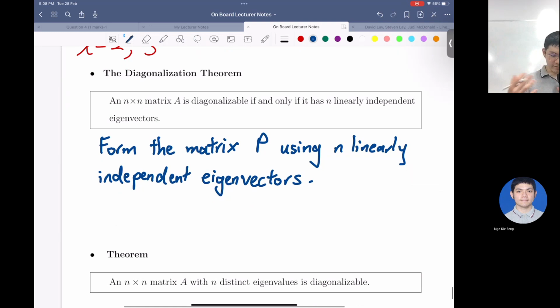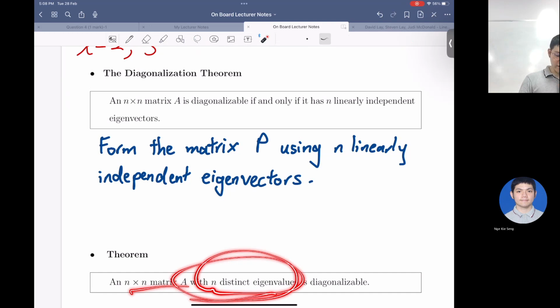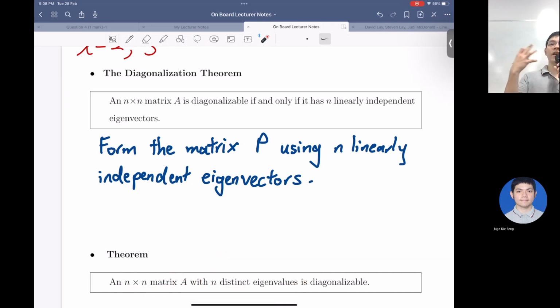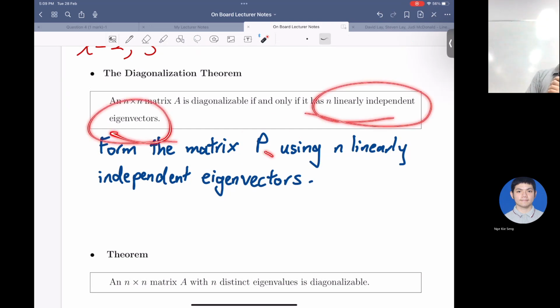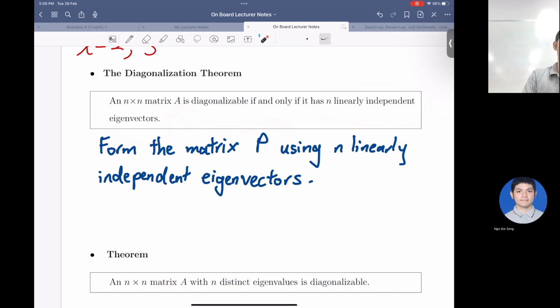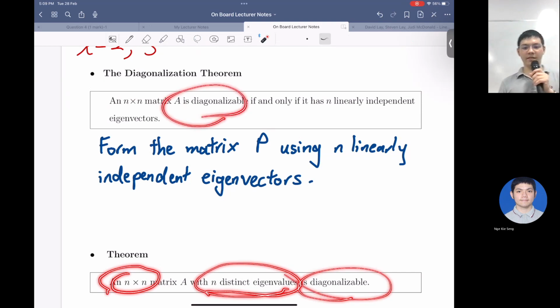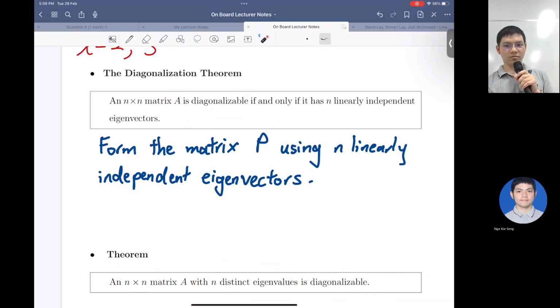The next thing is an n by n matrix A with n distinct eigenvalues is diagonalizable. Because just now we proved that a matrix with n distinct eigenvalues has n linearly independent eigenvectors. And if you have n linearly independent eigenvectors, you form a P and diagonalize your A. So an n by n matrix with n distinct eigenvalues is diagonalizable.